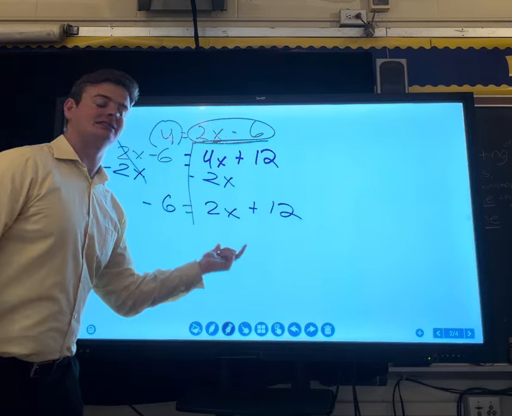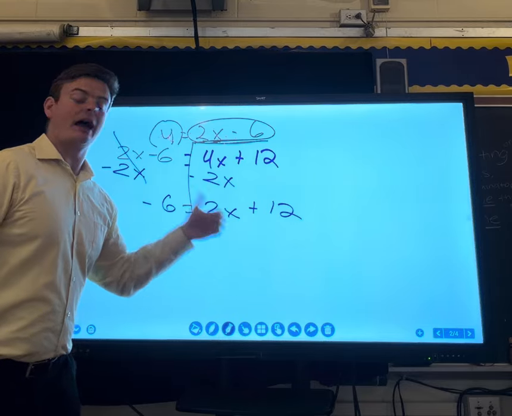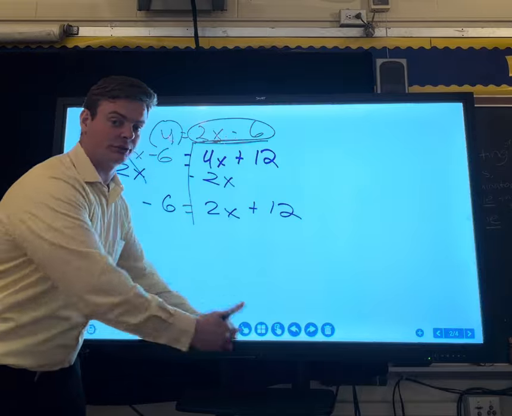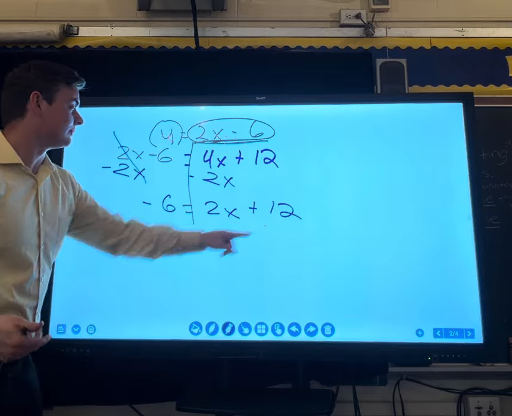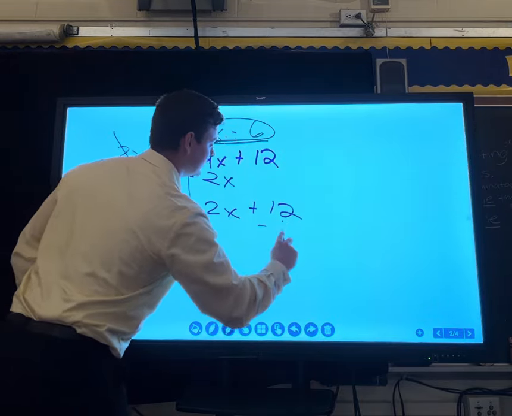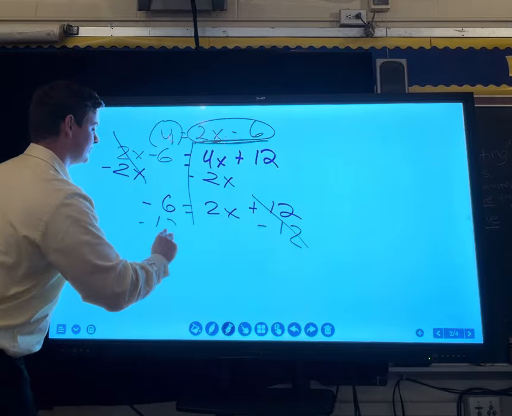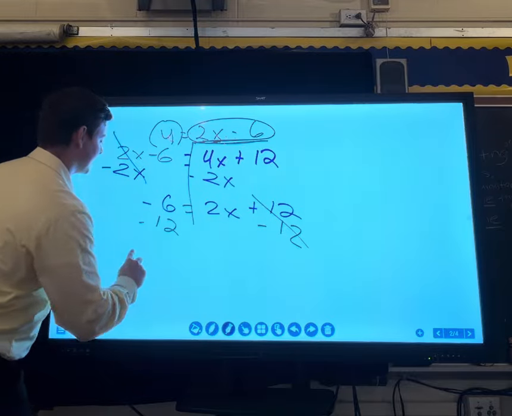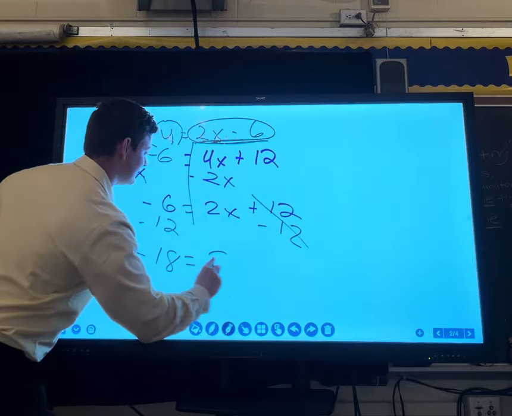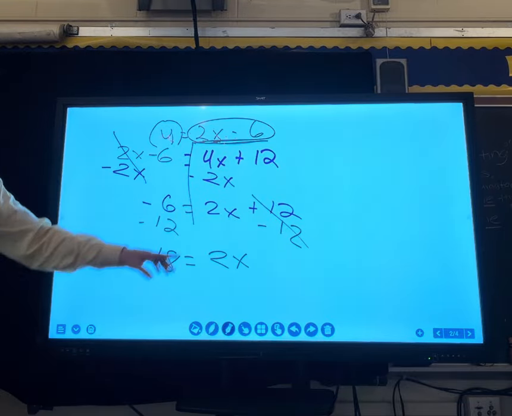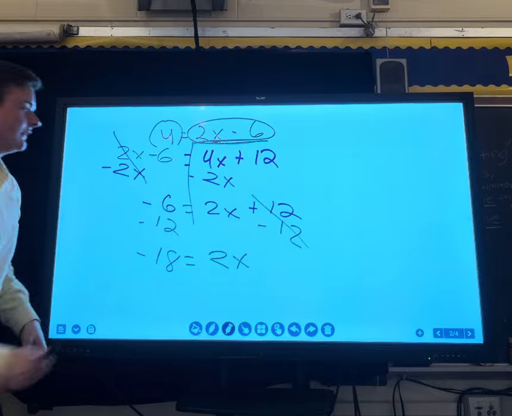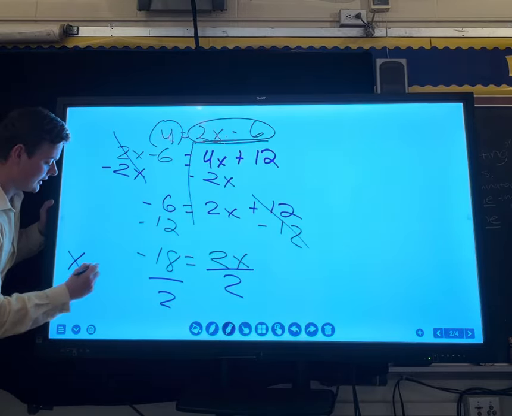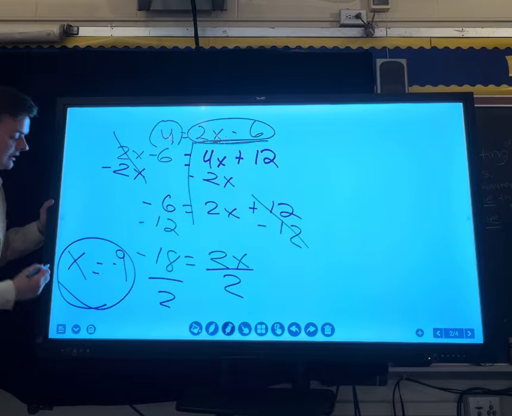And now I have x's over here. I have just one x term on one side. Now I gotta get that one x term by itself. There's a minus 12 next to it. Sorry, plus 12. So I minus 12 to get rid of it. If I do it to one side, I do it to the other. And I get negative 18 equals 2x. Is my x by itself? No. There's a 2 next to it. Divide by 2, divide by 2. X equals negative 9.